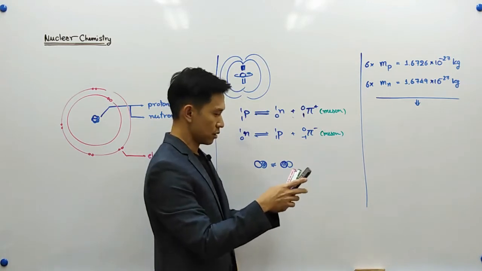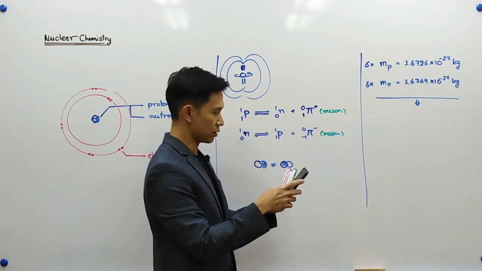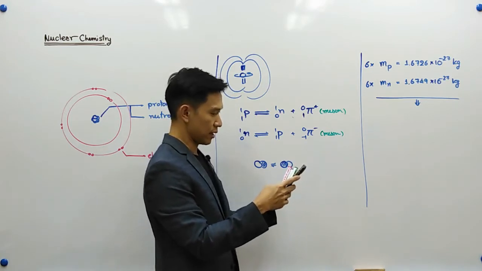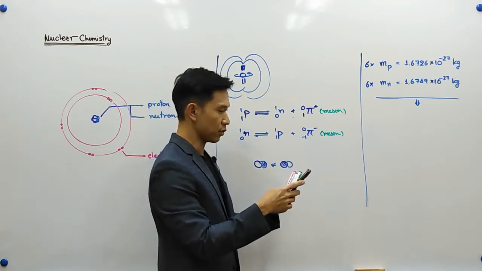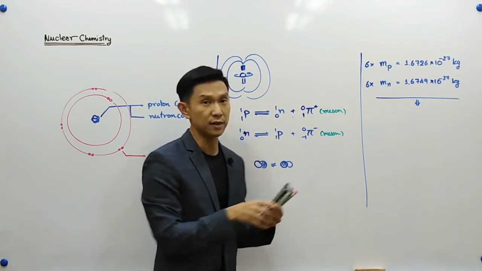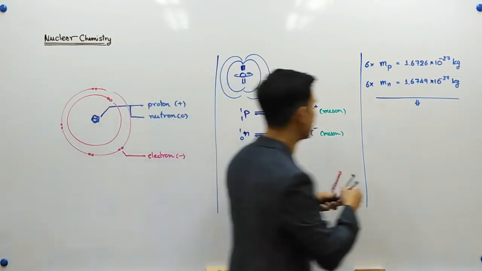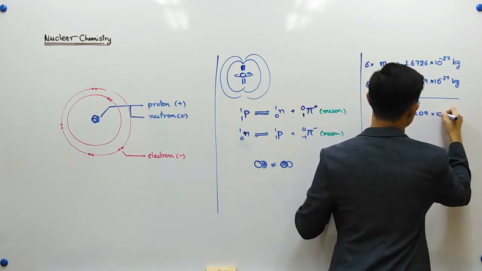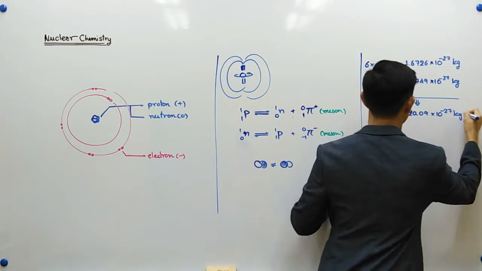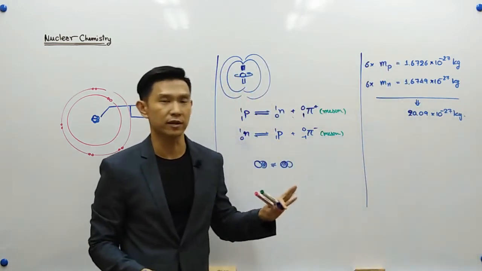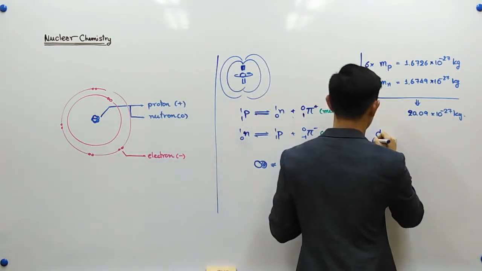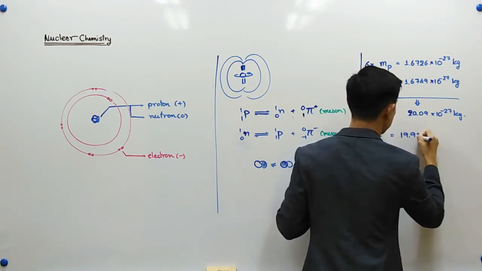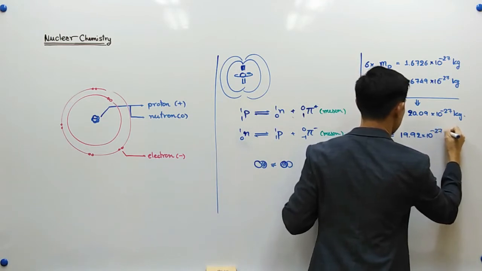Let me use my calculator. It is 1.6726 plus 1.6749, and then multiply the whole thing by 6. It would be 20.09, or 20.085 actually, times 10 to minus 27 kilogram, right? So this is the mass of 6 protons and 6 neutrons. But the mass of carbon-12 exactly is 19.92 times 10 to minus 27 kilogram.